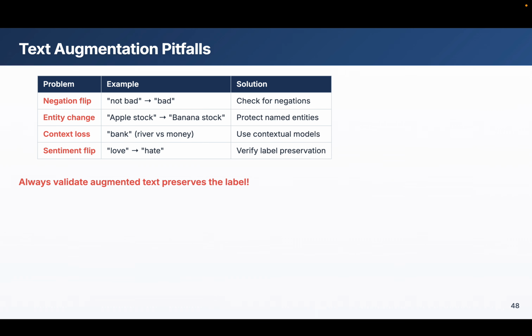Yes, negation we should not be doing. Not bad to bad will completely change the context. Apple stock to banana stock, you have to understand the entity, whether it's a fruit or it's a company. Bank, you have to understand whether it's the river bank we're talking about, the money bank we're talking about. Sentiment flip, of course, we should not be doing that.